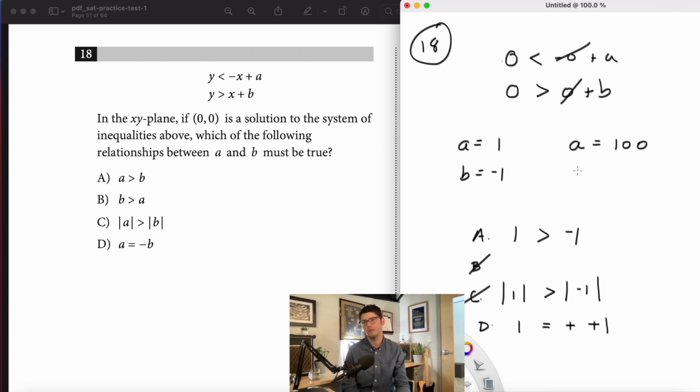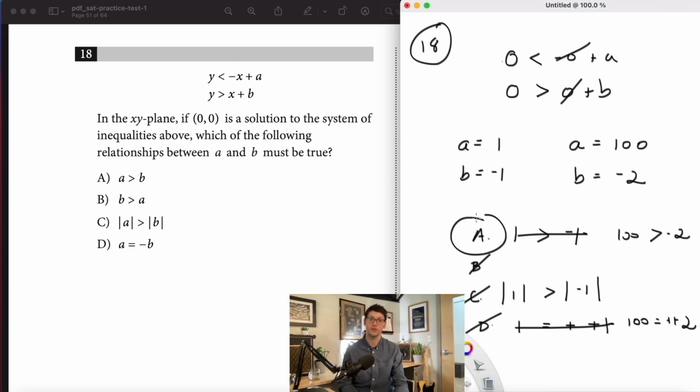A is 100 and B is negative 2. Well, in answer choice A, is 100 greater than negative 2? Absolutely. And going down to D, is 100 equal to negative 2? Of course not. It's not equal to positive 2. So answer choice A is your correct answer.